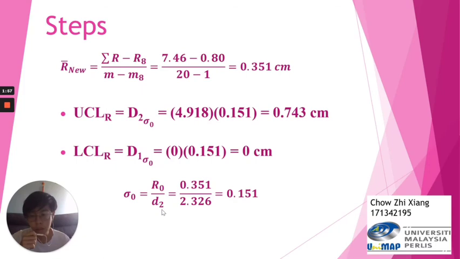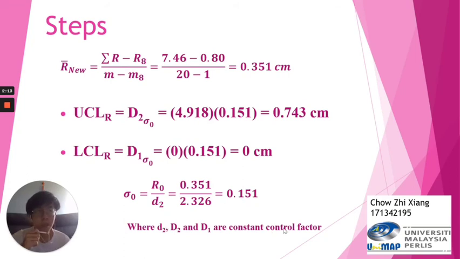And d2 we get from a constant from a table. As you can see here, d2 and d1 are constant control factors. So these control factors are constant. We get them from the table. By looking at the table, we choose the n which equals 5. So we get the constant values there. So now we have the new upper control limit and the new lower control limit for the R chart.